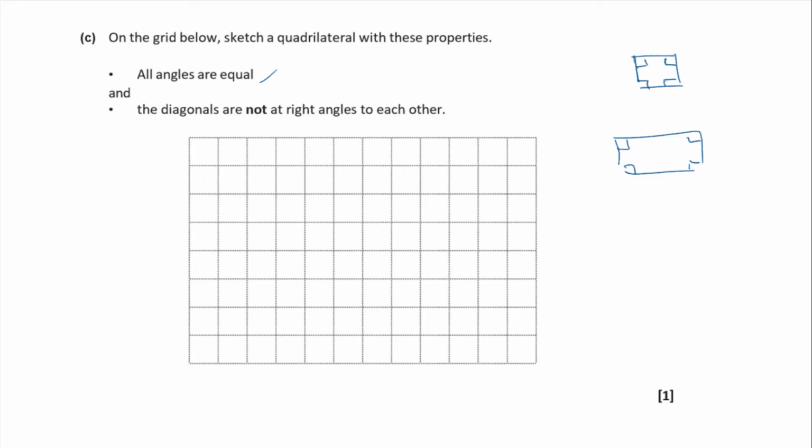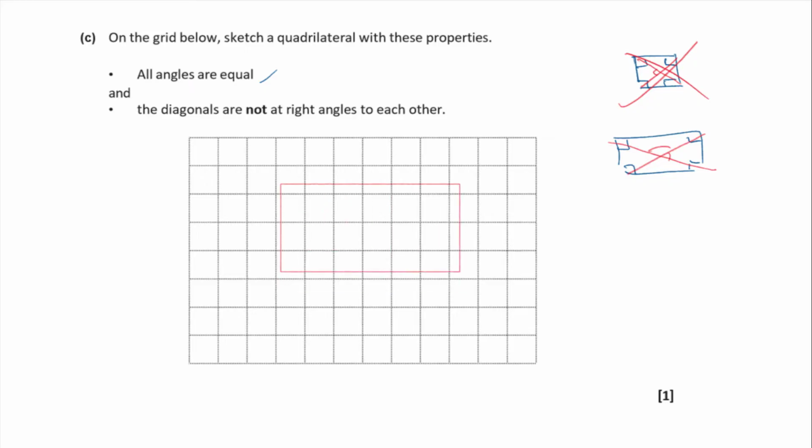Now if you draw in the diagonals on a square, you'll find that these do cross at right angles, so that means it's not the square. If you look at a rectangle, then you can see that these two angles are not the same, are they? One's obtuse and one's acute. So it's going to be a rectangle. So as long as we can draw a rectangle somewhere in this box, we're going to get the marks for this question. It doesn't have to be any particular size.